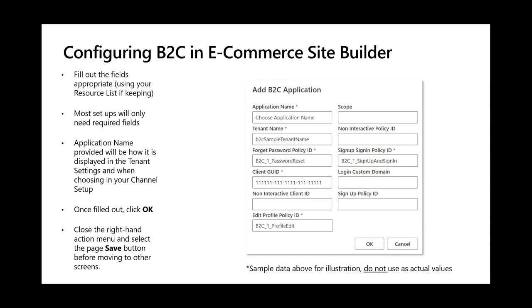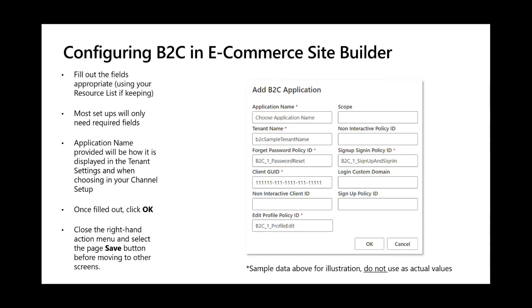Add your tenant name, the forget password policy ID, the client GUID, and the edit profile policy ID, and lastly, the sign up and sign in policy ID. And those required fields are really all you need when doing a configuration. One option that might come into play is the login custom domain. And that's if you're using or have set up a custom domain with your B2C tenant. So it replaces that B2C login.com URL that B2C is rendering. If you have a custom domain in that place, you can add it here as well.